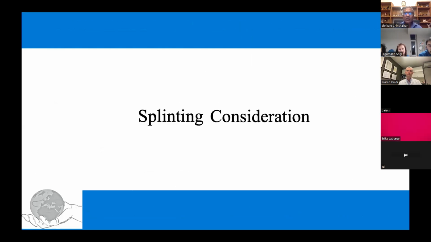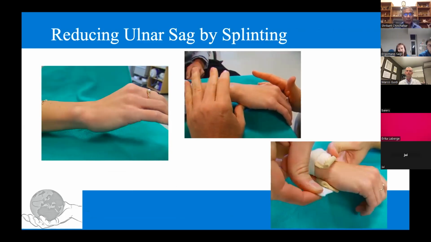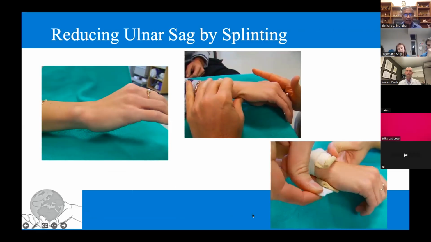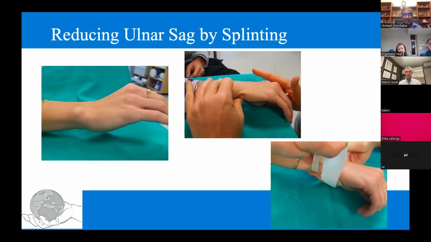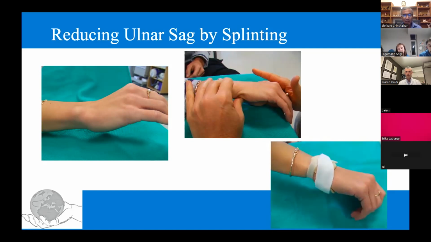So we'll focus on the splinting consideration first and then go on to the strengthening and proprioceptive training. So the primary goal of management is to reduce ulnar sag by splinting. As you can see right here, by applying a boost at the pisiform bone dorsally, we can see that the carpus reduces. And this is the splint design that was introduced by some authors in the past.